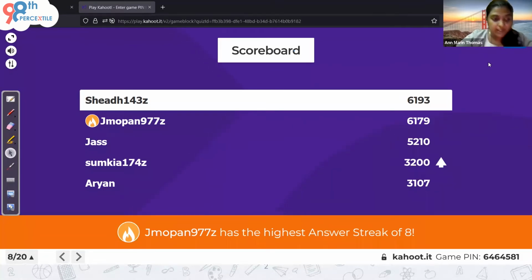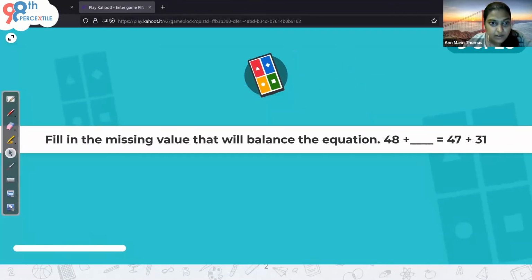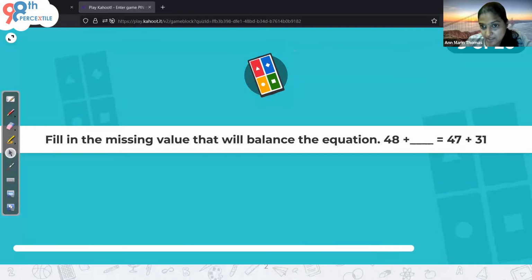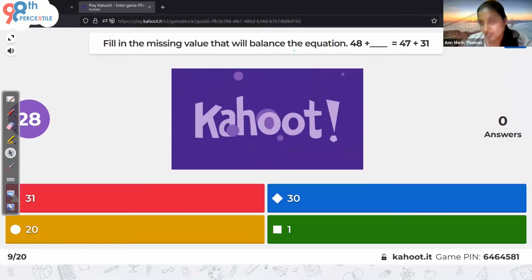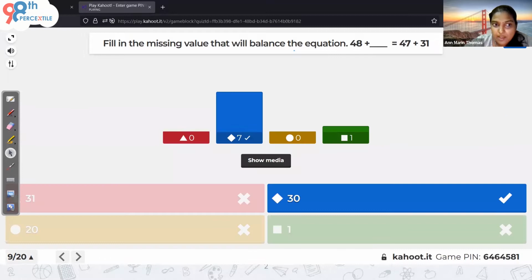All right, are we all ready for the 9th question we have for the day? Here we go. 5, 4, 3, 2, 1, go. Next. Fill in the missing value that will balance the equation: 48 plus dash is equal to 47 plus 31. You have 15 seconds left. 10 seconds. 9, 8, 7, 5. All right, time's up, and your answer is 30.